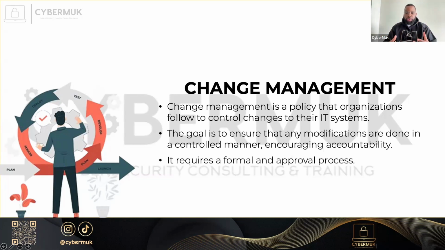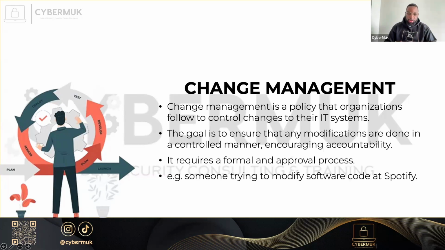So change management requires a formal approval process. You have to request a change, it has to be reviewed, it has to be approved. For example, someone trying to modify software code at Spotify. Imagine the modified code deletes all the music entirely at Spotify. That's bad, that's dangerous. So there has to be a formal process to request a change, for it to be approved, for it to be tracked, for there to be version control to revert to a previous version.